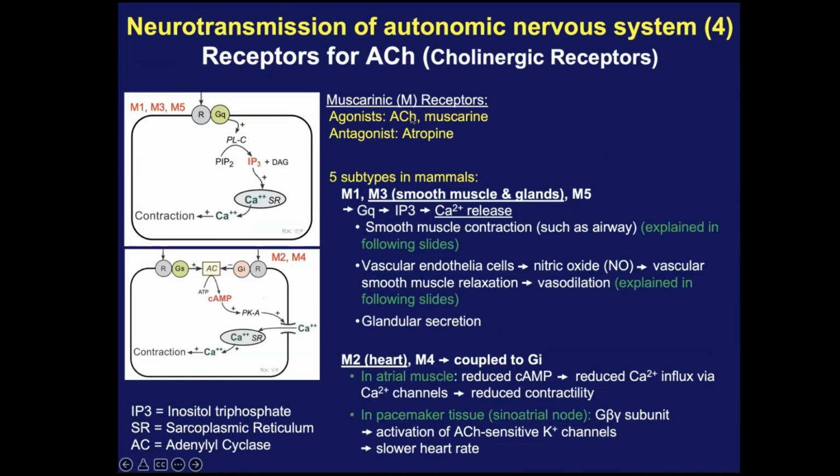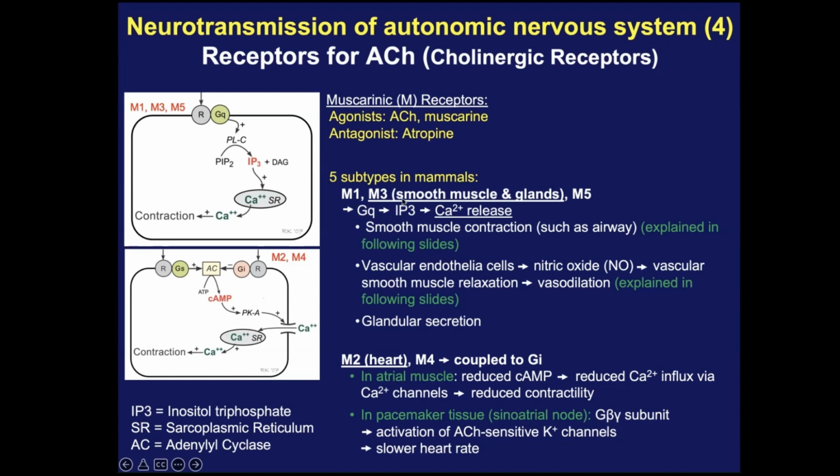The acetylcholine and muscarine, these two are the agonists for the M receptors, which means that when these two bind to the receptor, they will activate the receptor. And atropine is an antagonist for the receptor. When atropine binds to the receptor, it will inhibit the receptor activity. In the mammals, there are a total of 5 subtypes of the M receptors.